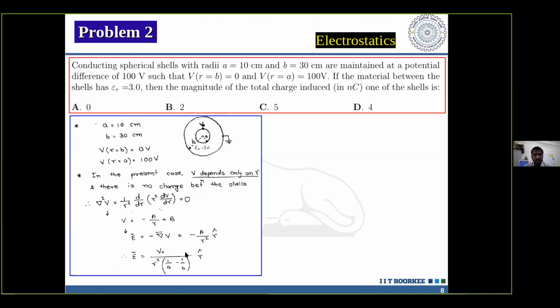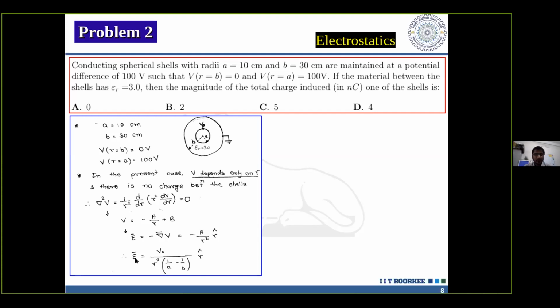So now in this case, because I got V, some of you may try to find A and B at this stage itself. It's not required. When you take the negative gradient of V, this B will vanish. And then what remains is only A. So how can you find A here? You may find A from the given boundary conditions. Maybe for that you may need to find B, I don't remember. But this will give you E, which is this way.